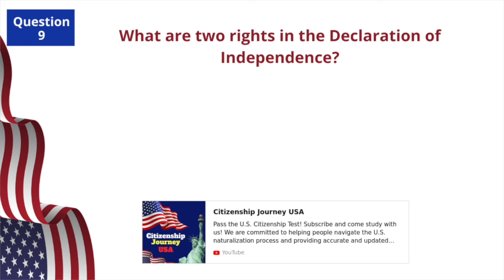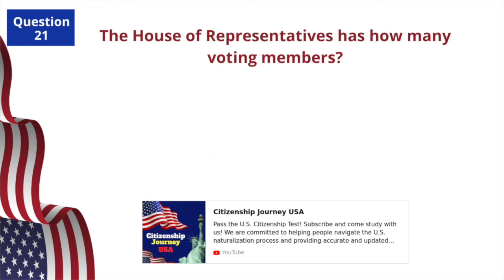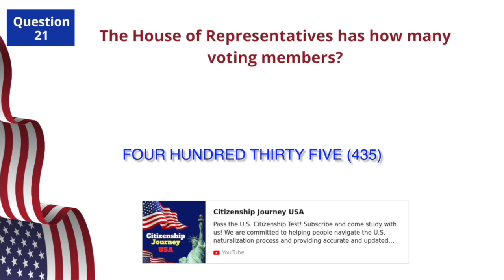What are two rights in the Declaration of Independence? Life, liberty. Name one branch or part of the government. Congress. The House of Representatives has how many voting members? 435.